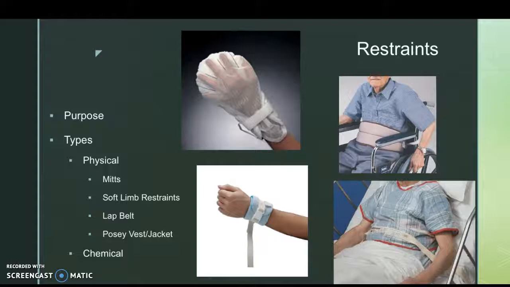The other type of restraint is called a chemical restraint. Chemical restraints are medications used to control behavior or restrict movement. They can also be called sedatives. If a medication is given that is not part of the daily regimen for the patient, for example, patients have anxiety and maybe they take Prozac or Valium once a day to help maintain their anxiety levels. If we're giving additional doses as needed to sedate them, that would be considered a chemical restraint. A daily dose of a sedative or anti-anxiety medication is not considered a restraint.